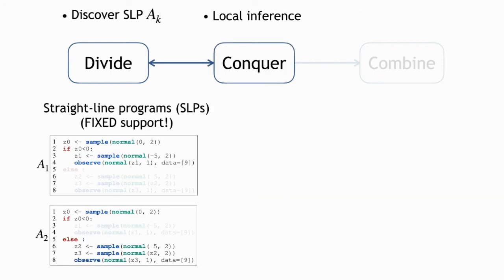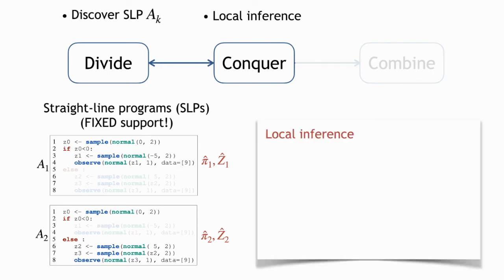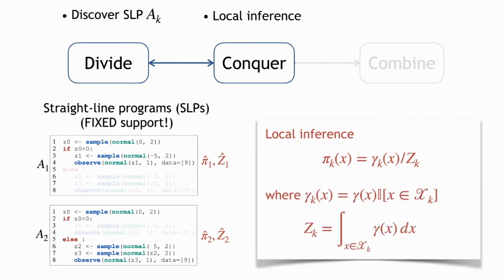Now, at the second step, conquer, the main task is to perform local inference restricted to each straight line program AK. Formally, we want to estimate the local posterior pi k of each straight line program AK. Its unnormalized version, gamma k, is defined by the overall joint density gamma restricted to a subspace X_k, and Z_k is the local marginal likelihood. Take the earlier mixture model again. Pi k here means the posterior of the submodel with k being fixed.